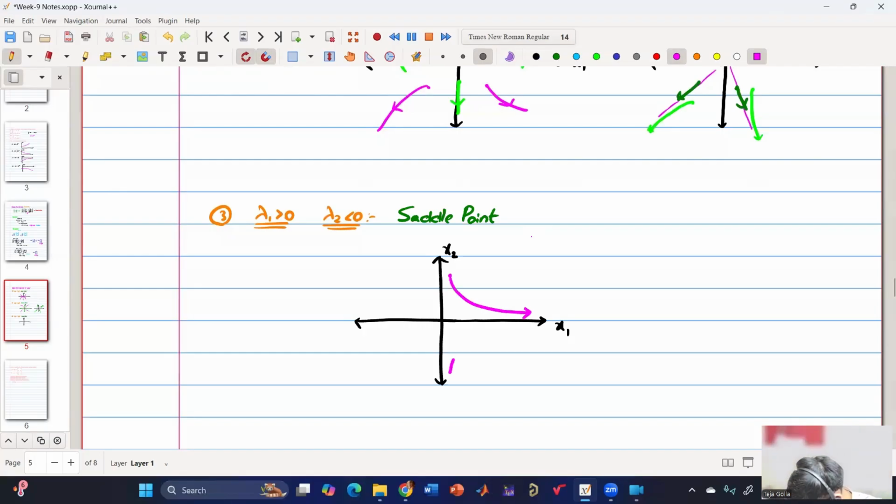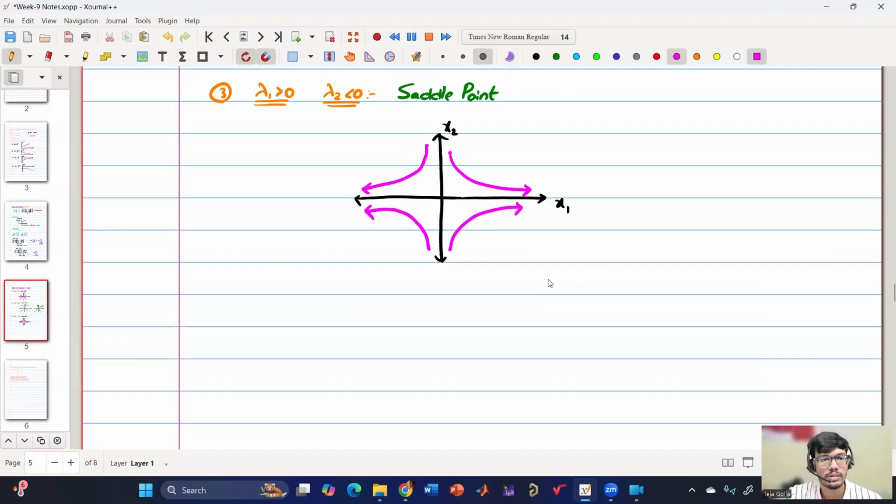If we take from here, it will go something like this. If we take anything here, it will go something like this. So x2 will try to take it to the origin, x1 will try to take it away from the origin. So that's why the direction will be something like this. It will move to infinity around the x1 axis, but x2 will try to take it to the origin, while x1 will try to take it to infinity because one is stable, the other one is unstable. So this is called a saddle point.